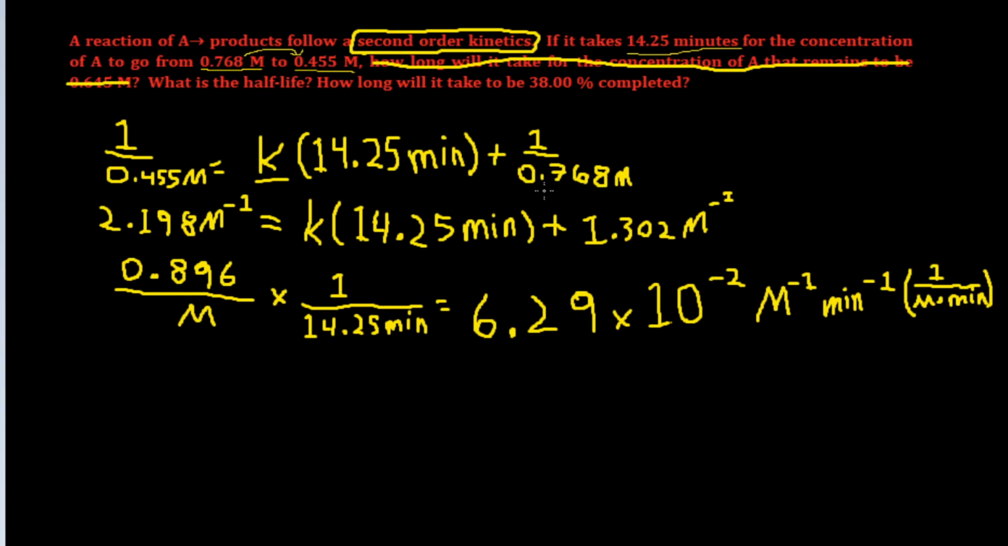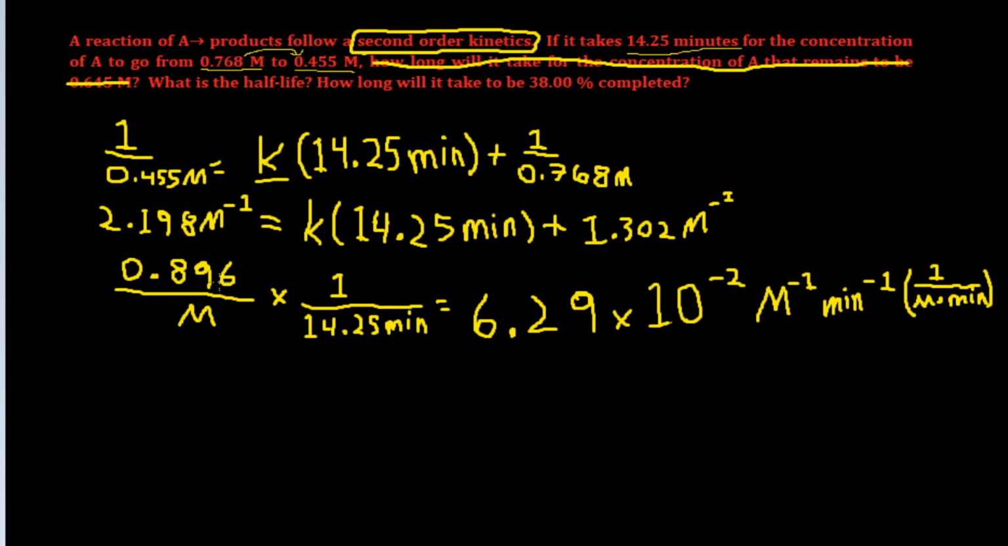Then you do some division here. 1 over these numbers will give these. And to even it out, you'll subtract 2.198 molarity to the -1. You'll subtract this 1.302 molarity to the -1 from that. So that'll basically give you 0.896 molarity to the -1, or 0.896 over molarity. And then you'll want to divide that. I didn't write this all out, but this will be equal to K right here.